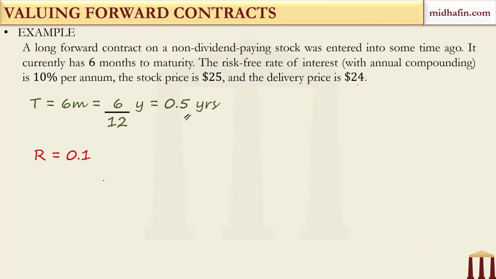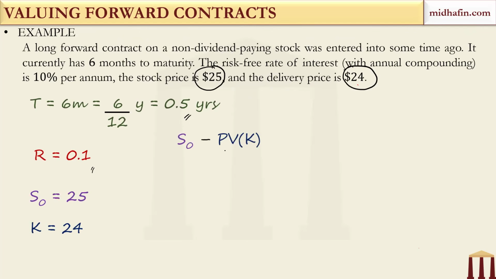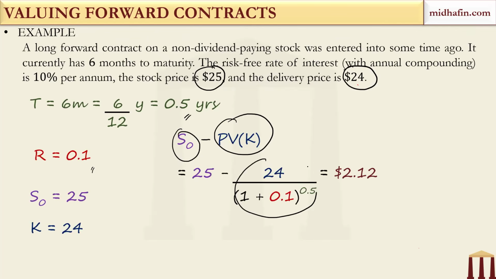Interest rate is given as 10%, S0, the current stock price, is given as 25, and the delivery price K is 24. So what I said, just do S0 minus PV of K. S0 is 25, minus the present value of 24. So the present value of 24 is simply this much. That's your value of the futures contract. It makes your job quite easy.